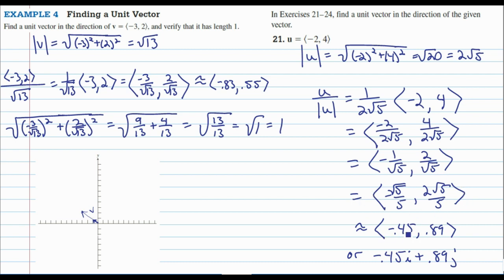Then in my calculator it's about negative 0.45 comma 0.89, which, as mentioned in the introduction, can also be written as negative 0.45 as the coefficient to the unit vector i, plus 0.89 times j, which is the coefficient of the unit vector j.